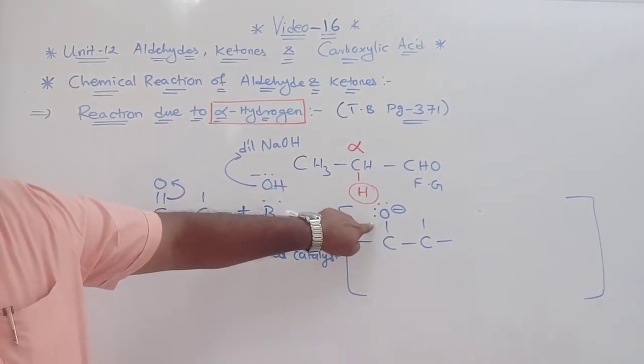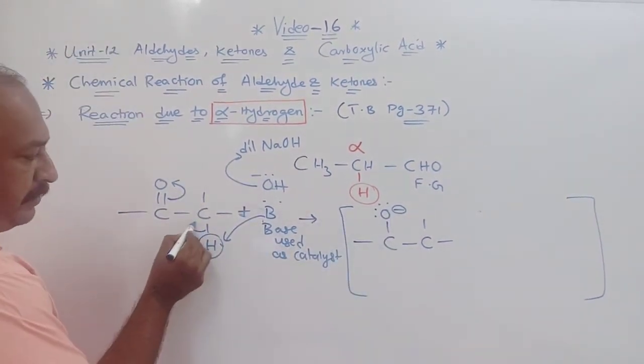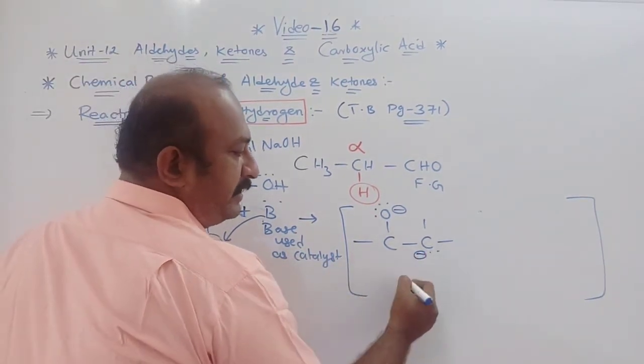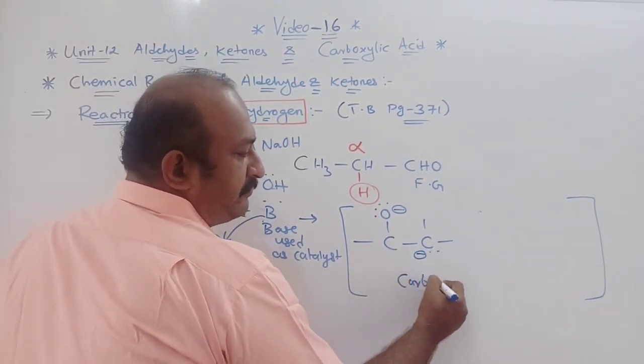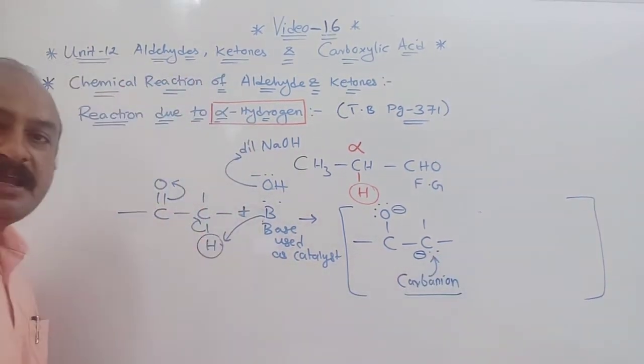A nucleophilic center is formed. This electron pair is taken by this carbon, so you will see a negative sign written. This is the formation of a carbanion. What do we call it? This is the carbanion.